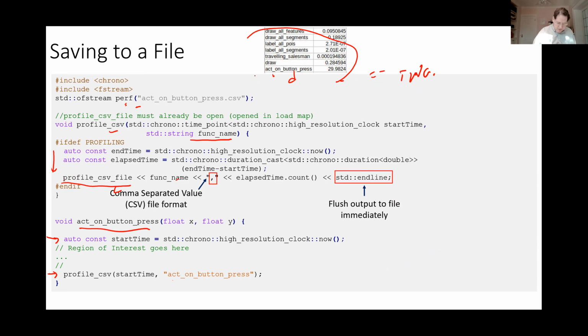Okay, so it's basically a whole bunch of function names and the time that it took when that function was called. So draw all features, in this case, took 0.09 seconds. Act on button press took 29 seconds. So that was really long. So that sounds like maybe I got some slow code and so on.